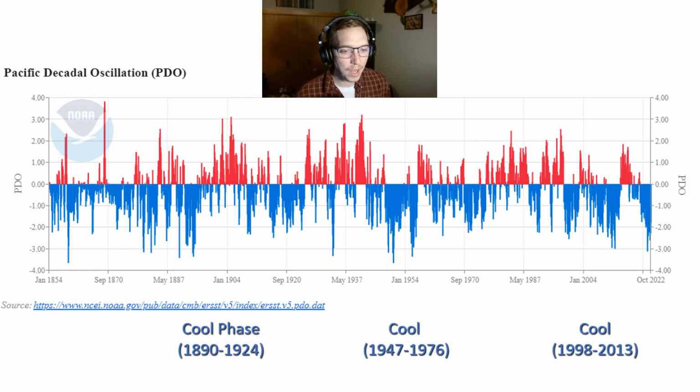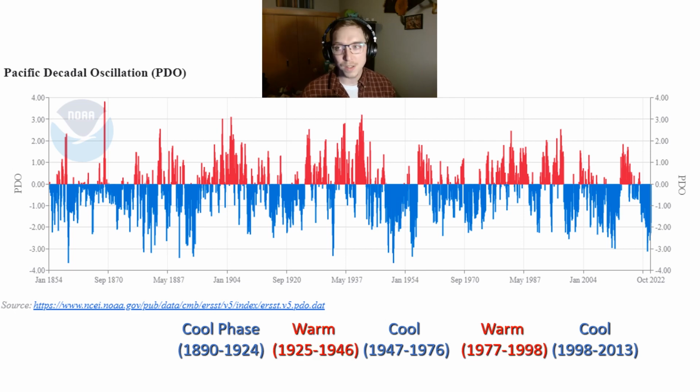We see cool phase from roughly 1890 to 1924, a cool phase from 1947 to 1976, and a cool phase from 1998 to 2013. Likewise, we see warm phases on those interim points from 1925 to 1946, and in 1977 to 1988. And apparently, we've flipped over here. Sometime around 2014, we maybe flipped back to a warmer phase. We'll see how prevalent that is, but it could mean more intense El Niños, which can lead to much greater weather variability during those events.